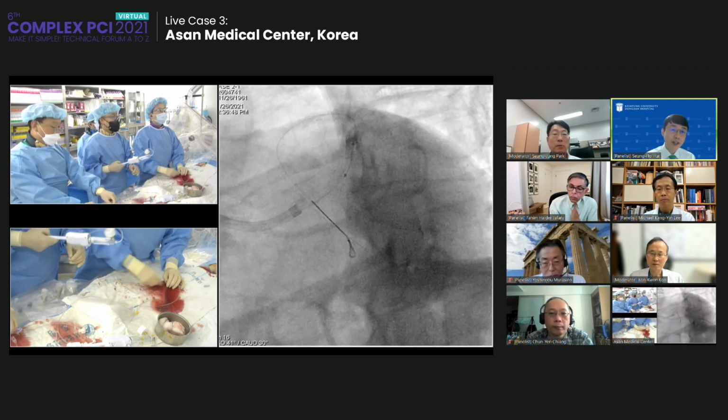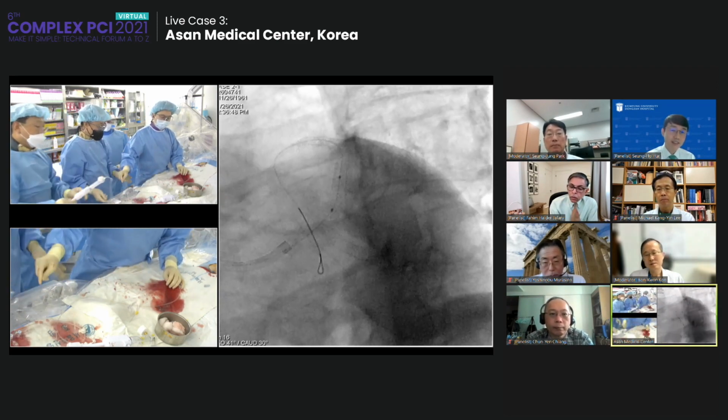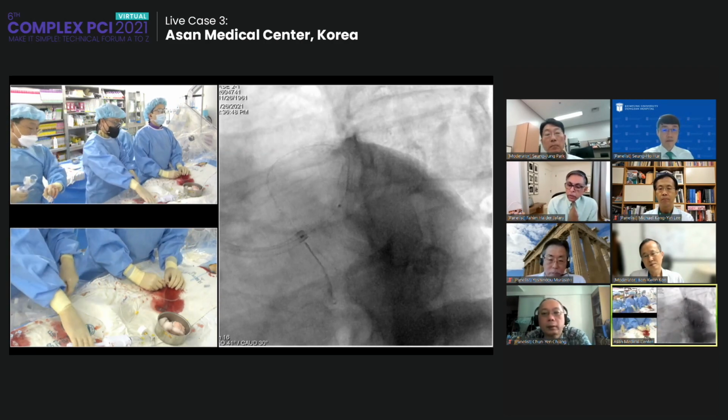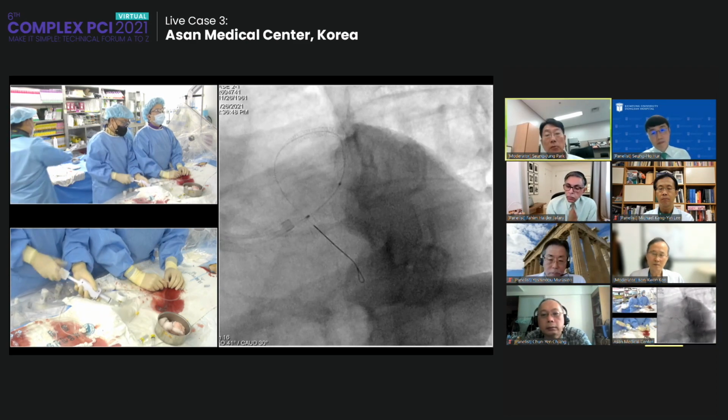The patient has recurrent chest pain. Yes, after then he complained of recurrent chest pain, even on full antianginal medication. Okay, go.